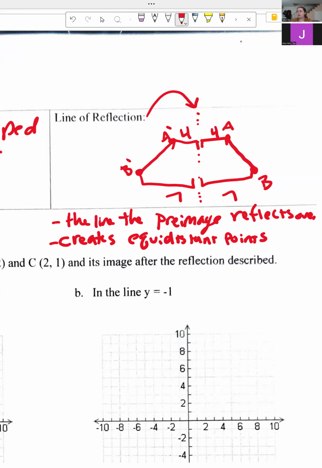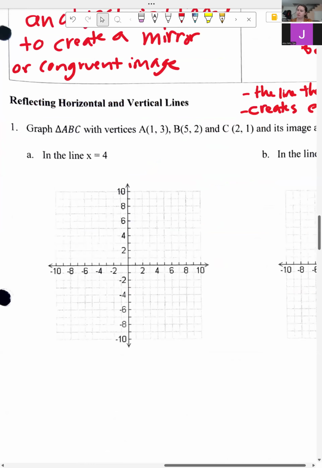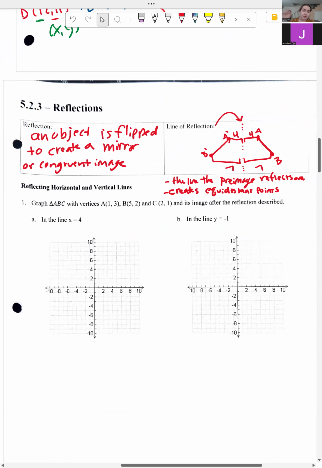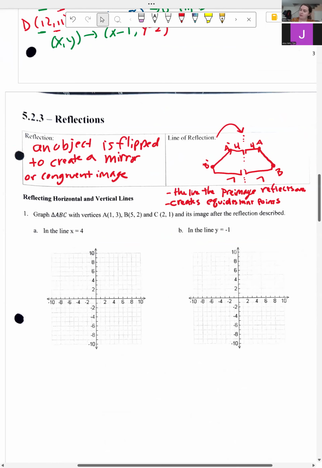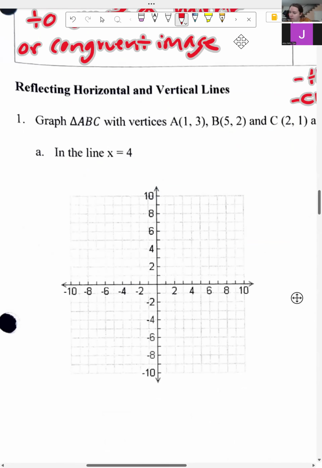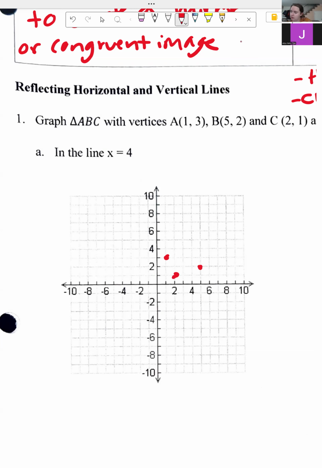Okay, so let's start on number 1. We're going to graph the triangle ABC with these vertices. Remember, those are the points on the triangle and its image after the reflection described. So we're starting off with the same triangle in both of these problems. Okay, so we're going to start by graphing 1, 3, 5, 2, and 2, 1, and label it A, B, and C.